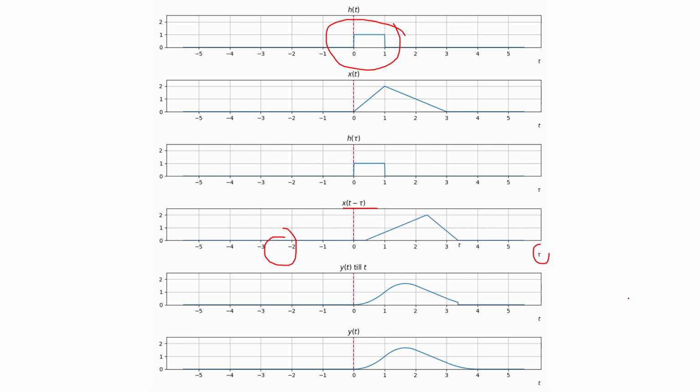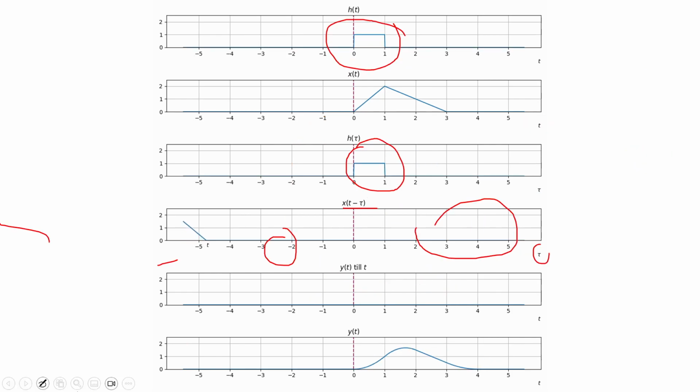You can see how that happens, right? So long as there is an overlap between x(tau) and h(t minus tau), you have to multiply these individual values and sum them up. Of course, in continuous time, you have to multiply and integrate, right? Multiply and integrate. So that's what happens here.